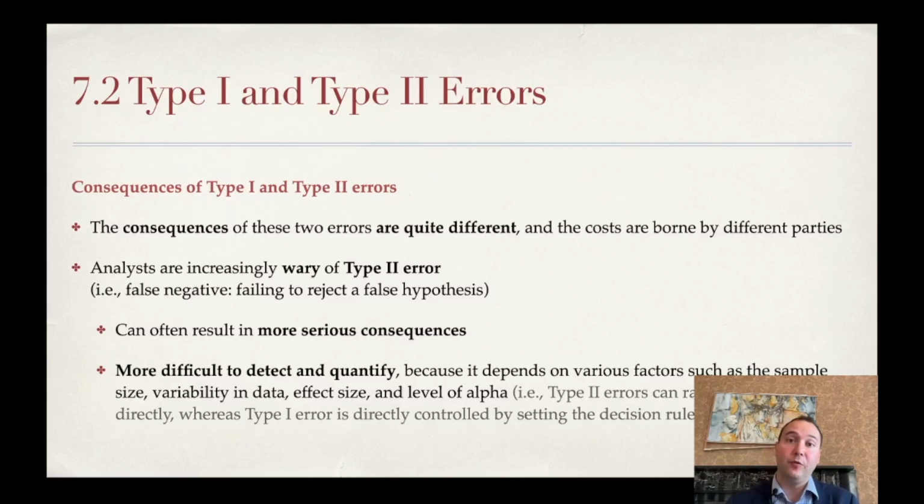As I mentioned before, we cannot set beta directly, but we can set alpha directly. Alpha affects our type 1 error, beta affects our type 2 error. Since we can directly affect alpha, type 1 error is much easier to control. So we should be more wary of type 2 error in almost every case.